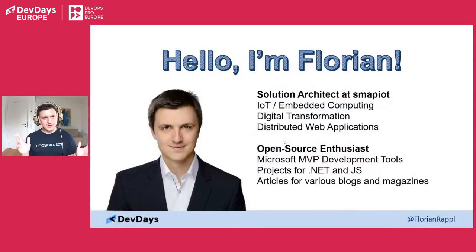Now, a few words about myself. I'm a solution architect at a company called SmartPiot. We are a smaller company specialized in IoT, creating platforms and digital transformation projects. I myself am specialized in creating distributed web applications, essentially helping large teams get work done. Besides my professional work, I'm also an open source enthusiast and a Microsoft MVP for several years now. I do many projects in the .NET and JavaScript space, and I also like to write a lot.